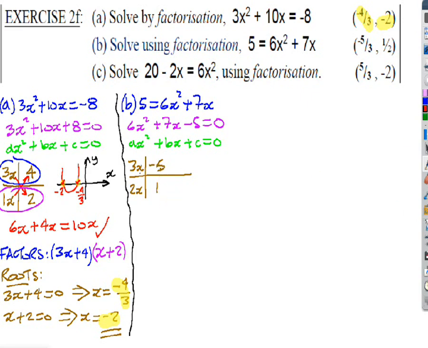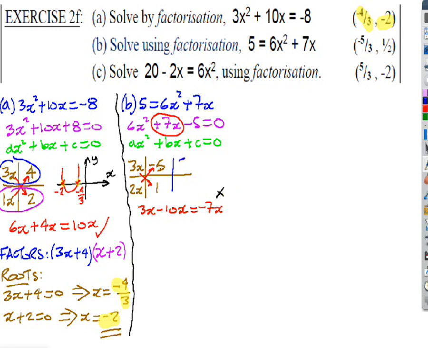So cross multiplying, 3x multiplied by 1 is 3x. And cross multiplying here, 2x multiplied by negative 5 is negative 10x. When I add them up, what do I get? I get negative 7x. Is that what I'm looking for in the middle of the equation? No, it's not. I'm looking for positive 7x. So that's not a correct solution, so I'll have to try again.